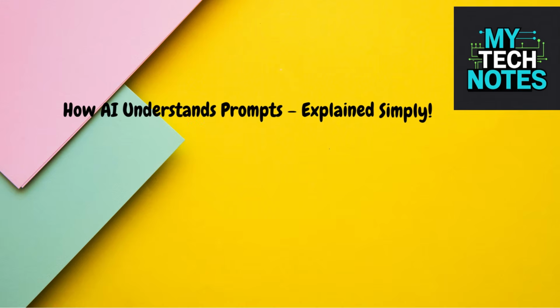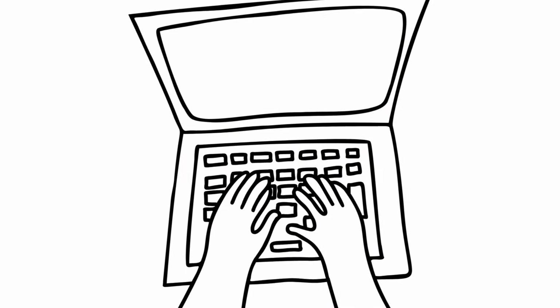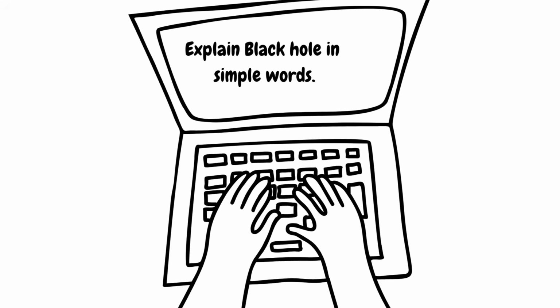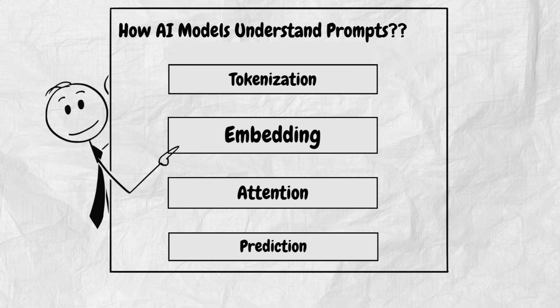Ever wondered how an AI model like ChatGPT understands your question and gives you the perfect answer? Today I will break down how AI understands your prompts step by step in the simplest way possible. When you type a prompt like "explain black holes in simple words," the AI doesn't magically know the answer. It actually goes through multiple steps, just like how our brain processes language.